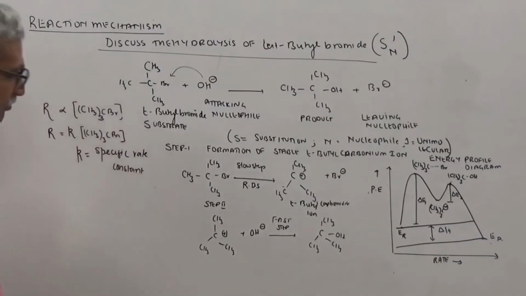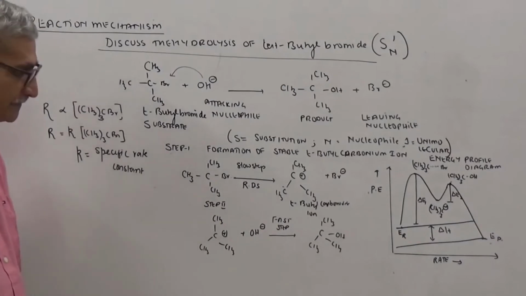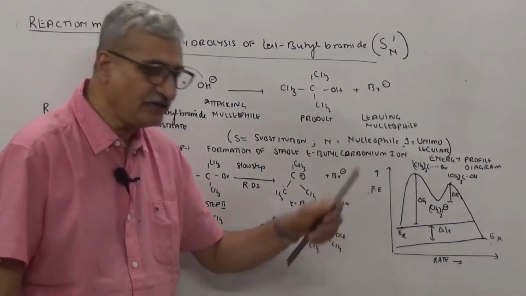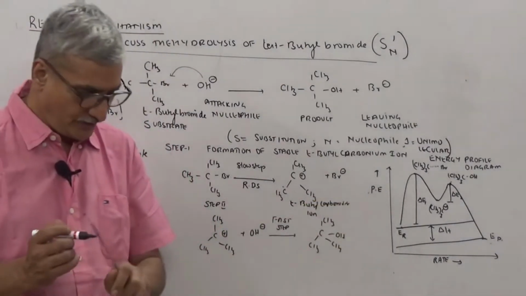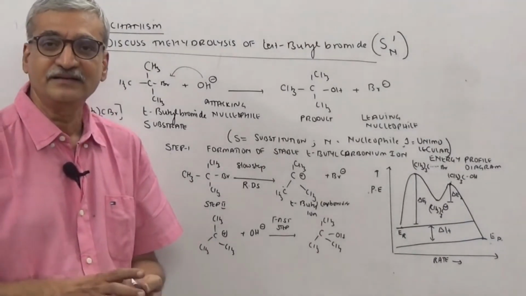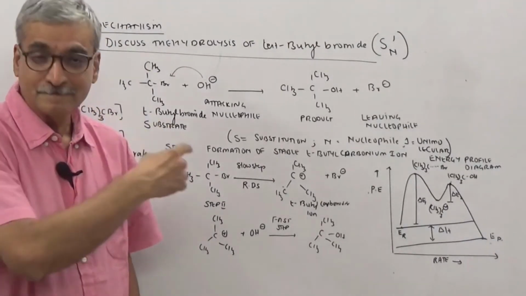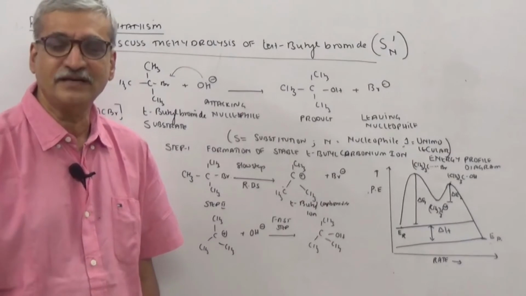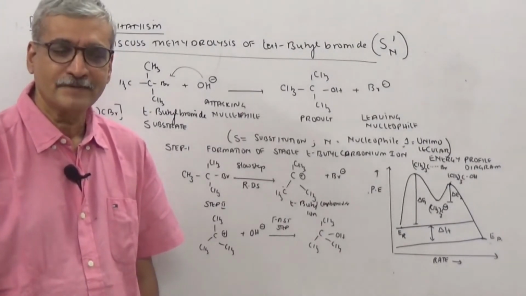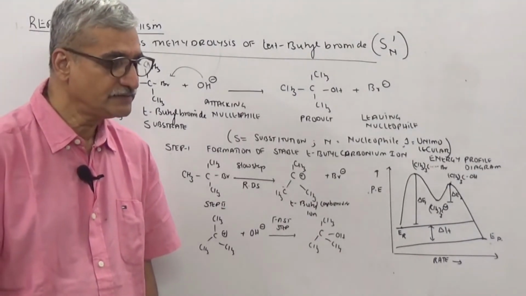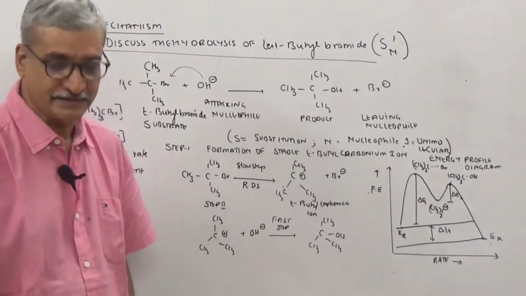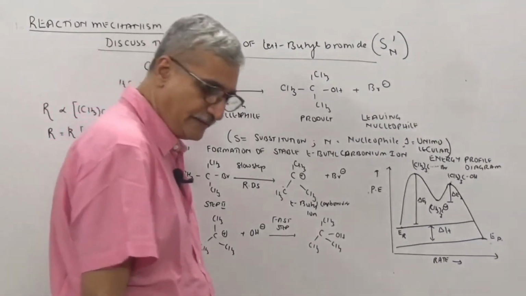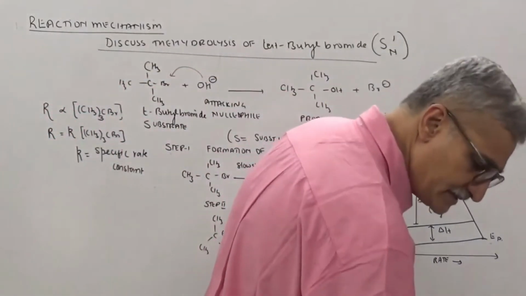Specific rate constant, write that also, otherwise sometimes half a mark is cut. And then we have the energy profile diagram. So this many points you have to cover in SN1. Are you understanding? Did you understand everything? Great. So it's a 4 mark question. Sometimes it's 3 marks.